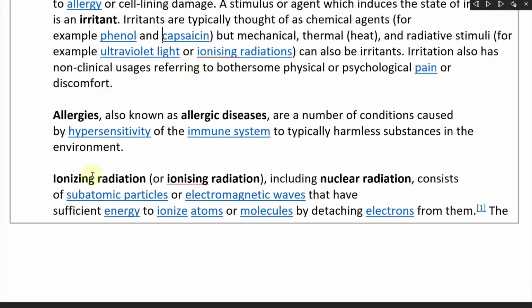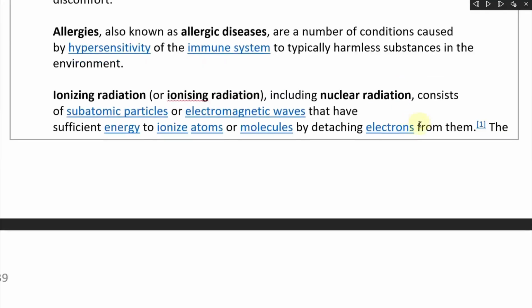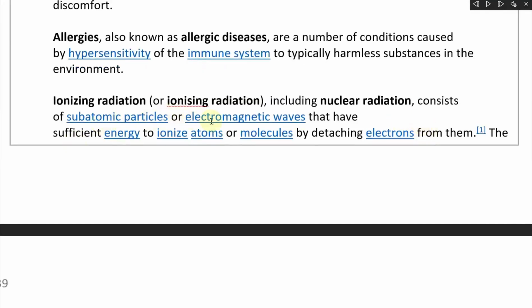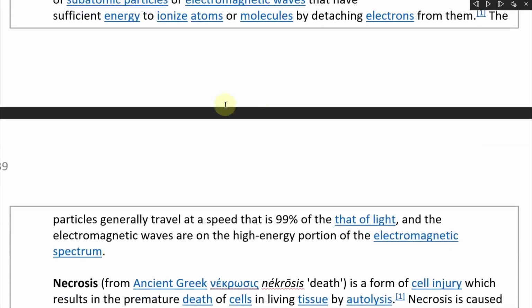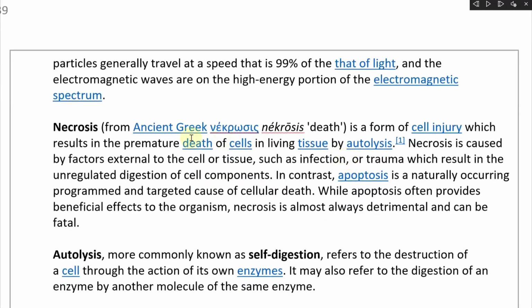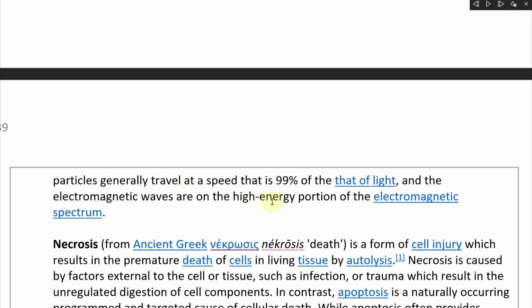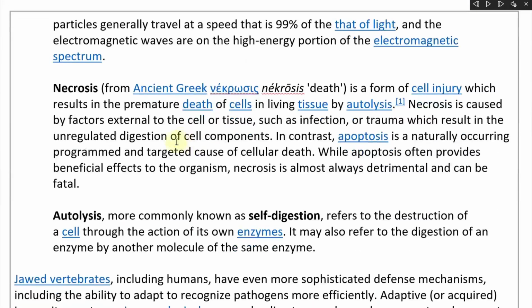So ionizing radiation, or ionising radiation with an S instead of a Z, including nuclear radiation, consists of subatomic particles or electromagnetic waves that have sufficient energy to ionize atoms or molecules by detaching electrons from them. The particles generally travel at a speed that is 99% of that of light, and the electromagnetic waves are on the high energy portion of the electromagnetic spectrum. It's pretty interesting. So it's basically near light speed, and basically subatomic particles or electromagnetic waves.